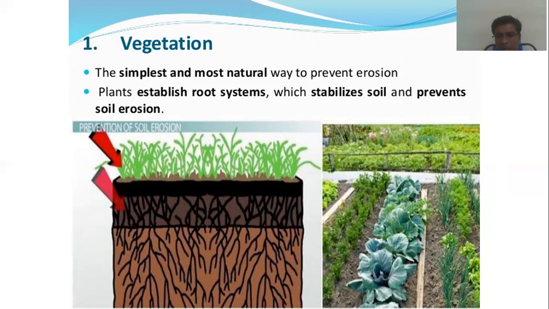So here also, the same application which binds the plants. So this is the simplest and natural process. The plants' roots tightly bind the soil, so it prevents soil erosion. It is the simplest and easiest process.